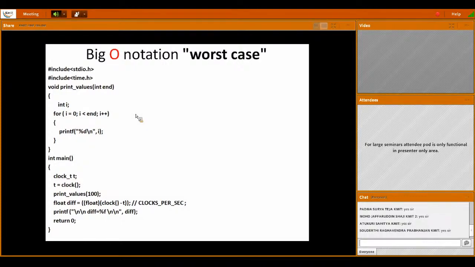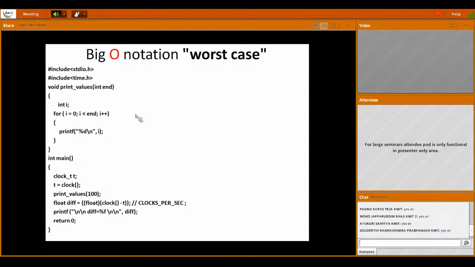#include <time.h>. Now this time.h header file is going to have some built-in functions such as clock_t and clock method. These are some of the methods which are going to help you in finding out the time required to execute a function. As you see the logic, I am calling the print_value function from the main function.